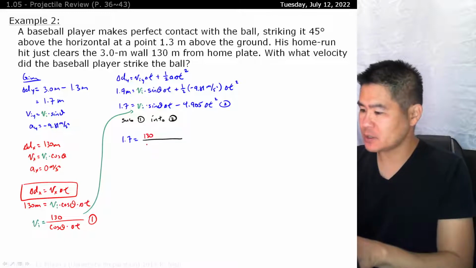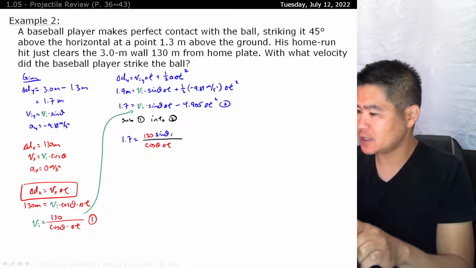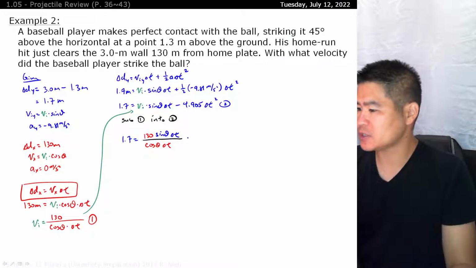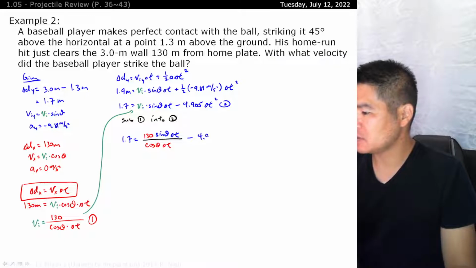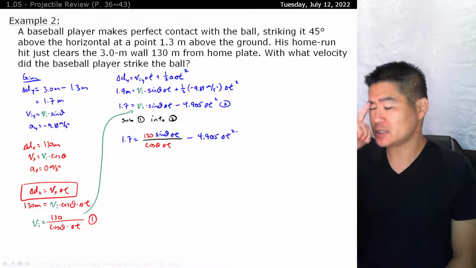Okay, 130 is on top, cosine theta delta t is down below. Don't forget about the sine theta and delta t. That was part of the original equation. That's the most common mistake made in the substitution, that you forget to write out the original equation, all the variables and terms that exist in there.